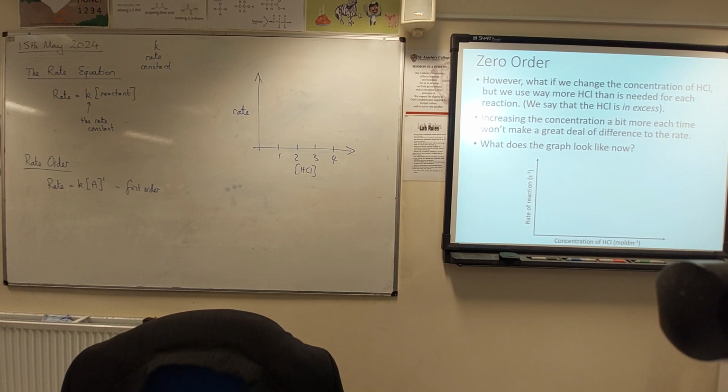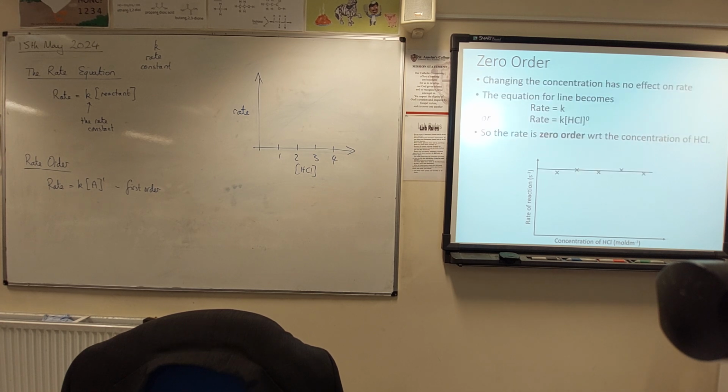If we add more HCl, that probably won't have much effect on the rate. We've already got plenty of HCl. Or to put it another way, the thiosulfate particles are completely outnumbered by HCl's. They're banging into HCl's all the time. We stick in a few more HCl's, they're just going to be banging into roughly the same number of HCl's. So we'd expect the graph to be straight.